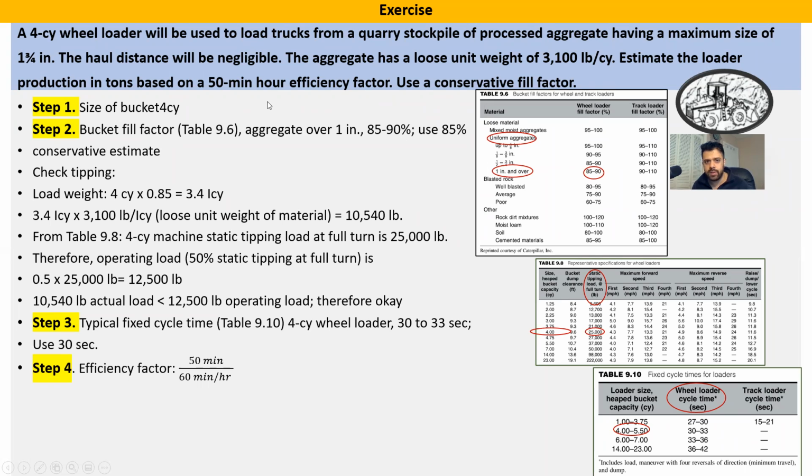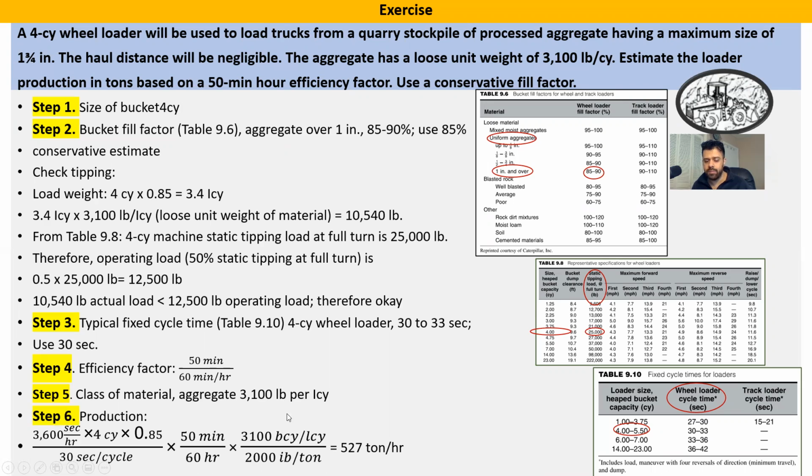Efficiency factor depends on the efficient minutes per hour, which is 50 minutes. Now you have everything except the conversion part. For conversion, you need to know the type of the soil, and then you can convert it. So you put everything you have in this equation. This machine is able to process 527 tons of soil in 1 hour.